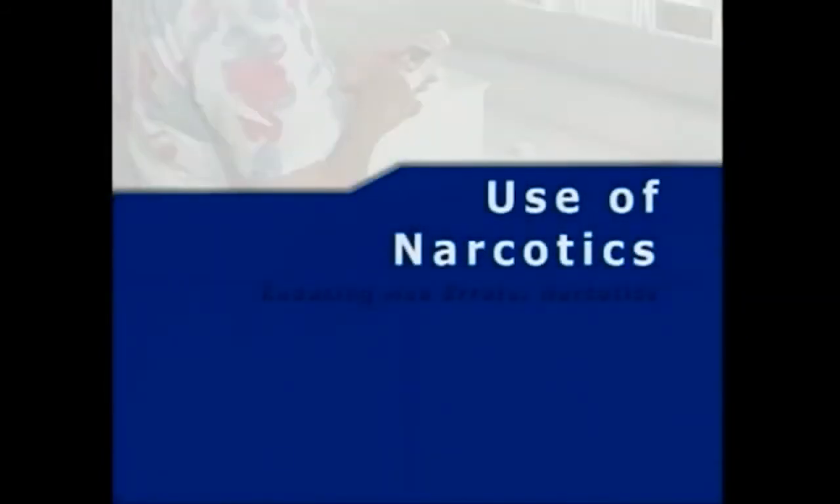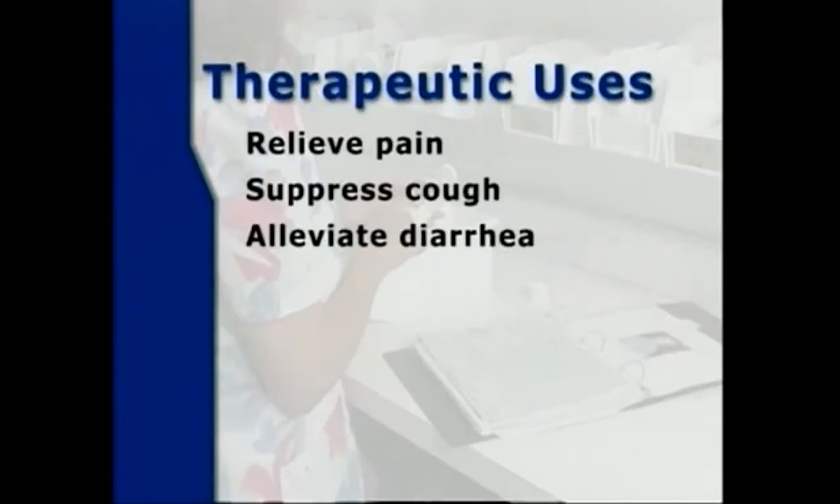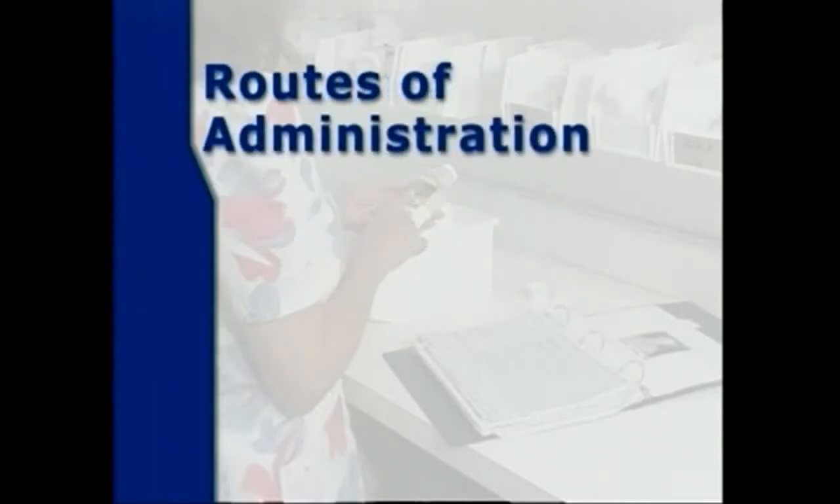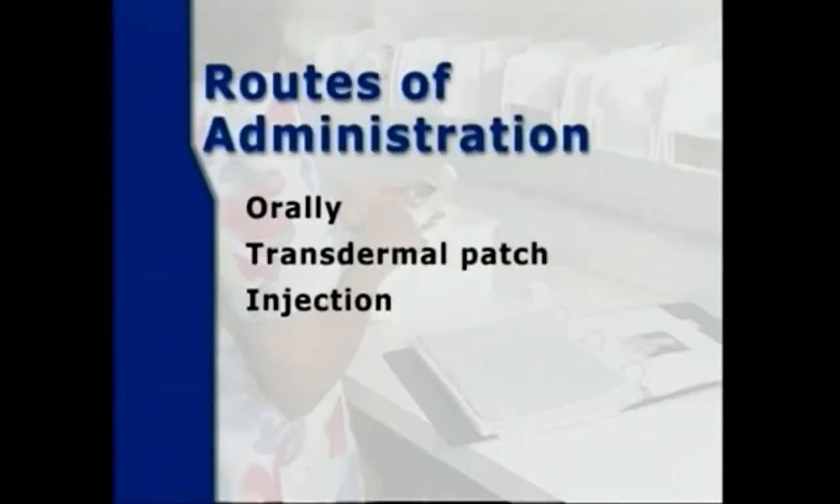Narcotics are used therapeutically to treat pain, suppress coughs, alleviate diarrhea, and induce anesthesia. Narcotics can be administered in a variety of ways. While many are taken orally, they can also be administered transdermally through patches, or they can be injected. There are also narcotics available as suppositories.